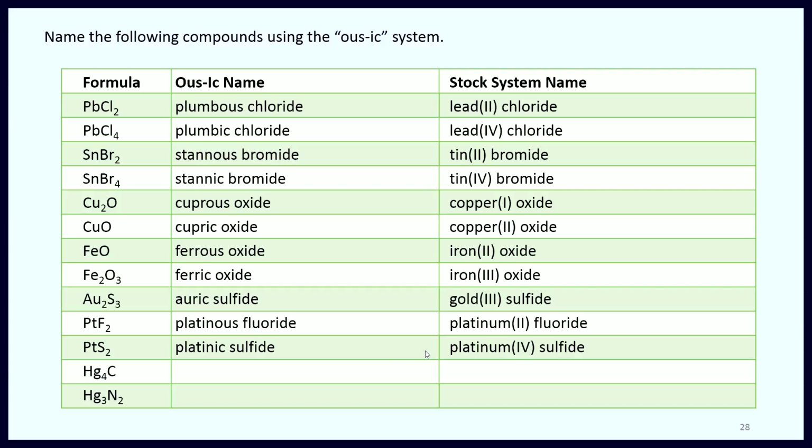Mercury has two oxidation states, +1 and +2. In this first example, you can see mercury is in its +1 oxidation state. Hence, we have mercury 1 carbide, also known as mercurous carbide. And finally, we have Hg3N2. We can see, using the inverse rule, the oxidation state of mercury is +2. Hence, that's mercury 2 nitride, also known as mercuric nitride.